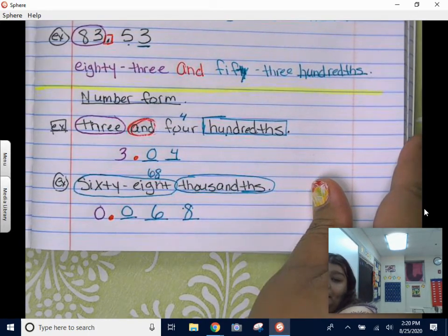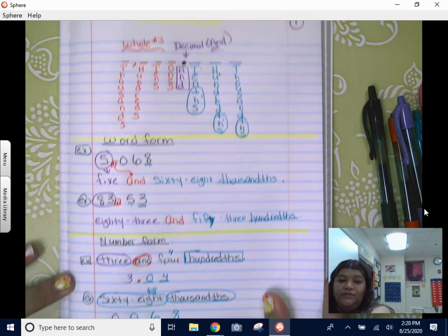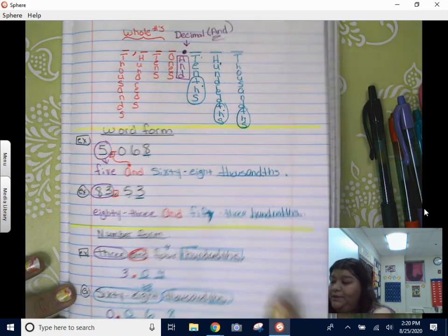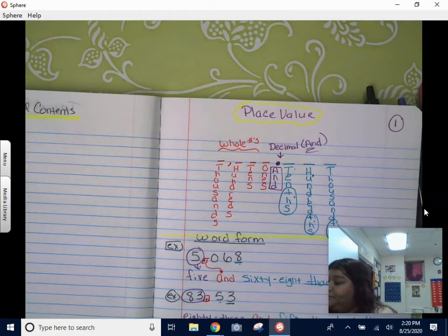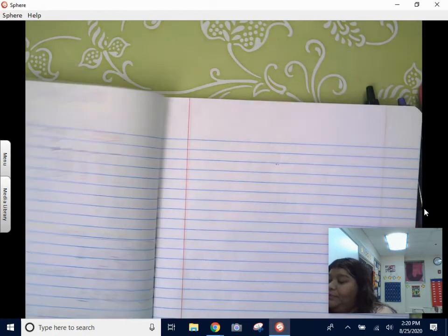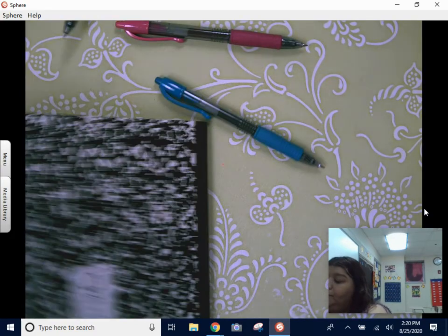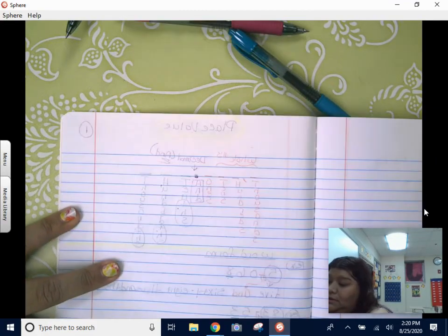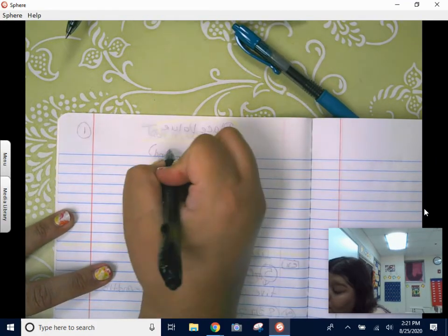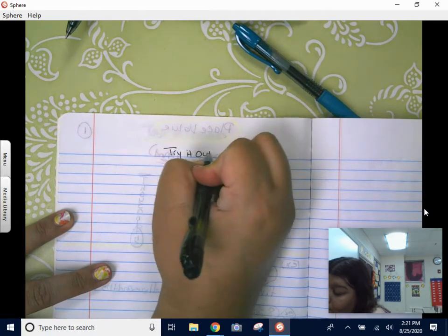Okay, so zoom out a little bit. You should have your notes here, nice and pretty. Everything should fit on one page, hopefully. Go to the back. Now, on the back, you are going to write, try it out.